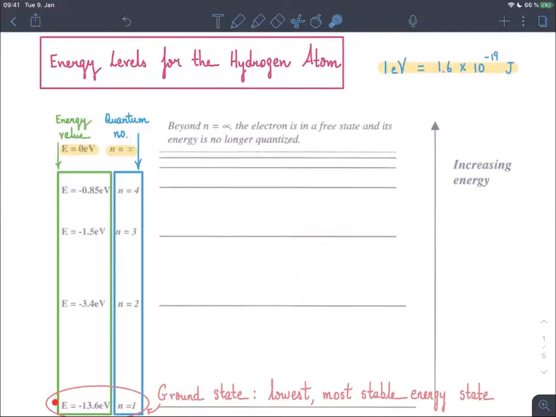The first energy level is the lowest and most stable energy state. On its own, and without any outside intervention, the electron would occupy this level, which is called the ground state. As we move up to the higher energy levels, the energy value increases progressively.